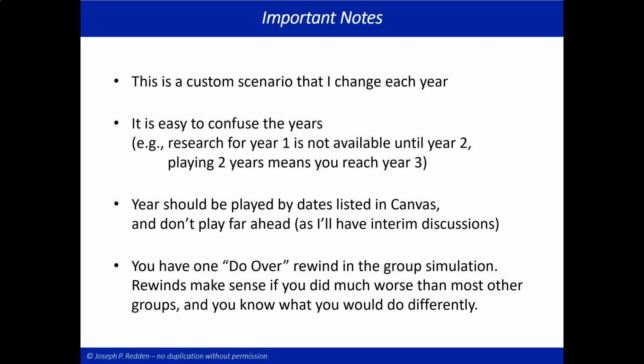Finally, you'll have one do-over rewind for the group simulation. The rewinds make sense to use when you did much worse than most other groups and you know what you would do differently. So I would not use the rewind until I see how the other groups performed, because maybe it's just a worse year for everybody. Wait and see how they did. And if you did far worse than the others, that would be suggestive for a rewind, but make sure you also know what you would do differently. Here you can look at the research reports for the next year before you rewind to see what you might do differently.